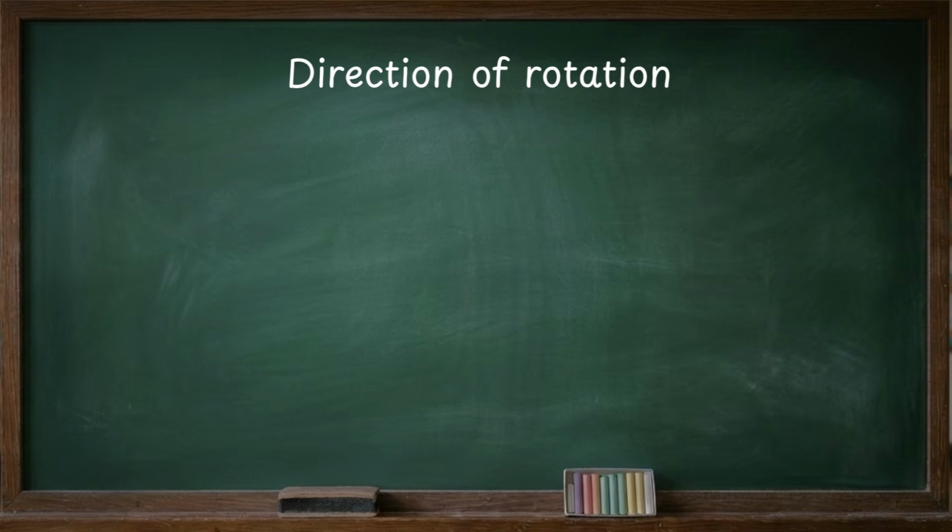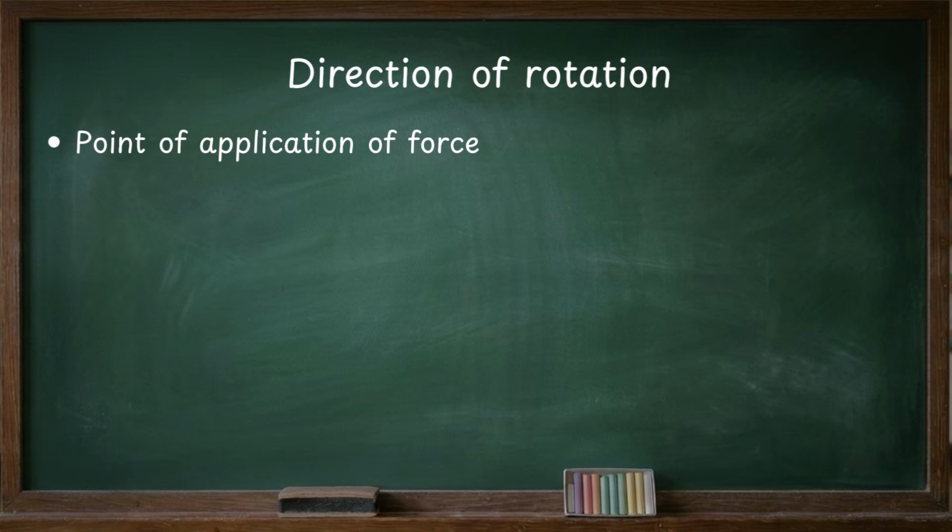So, what actually determines which way a pivoted object will spin? It comes down to two simple things: the point where you apply the force and the direction of the force itself. Let's look at how changing the point of application changes everything.